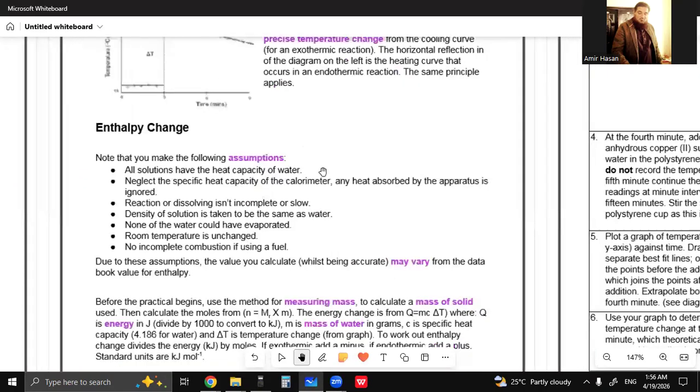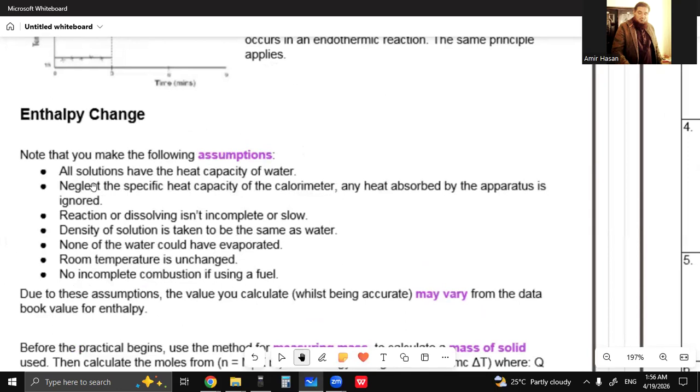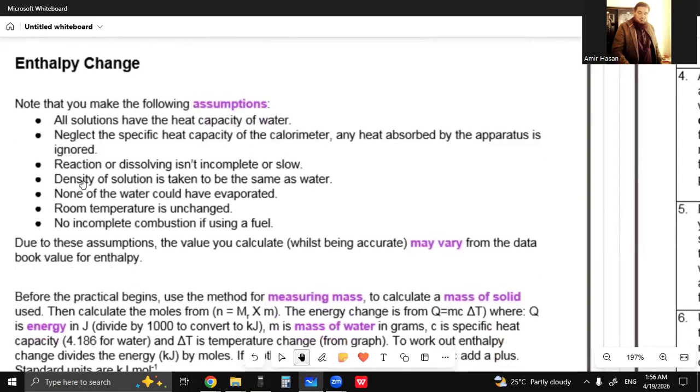Now, how do we calculate the enthalpy change? All solutions have the heat capacity of water. Neglect the specific heat capacity of the calorimeter, and any heat absorbed by the apparatus. Dissolving is not incomplete or slow. We assume it dissolves completely. The density of the solution is taken to be the same as water.